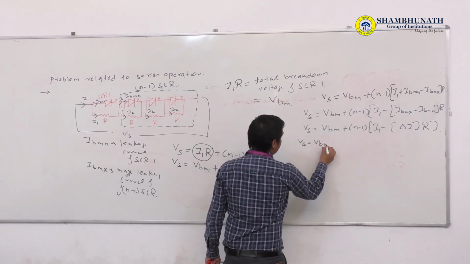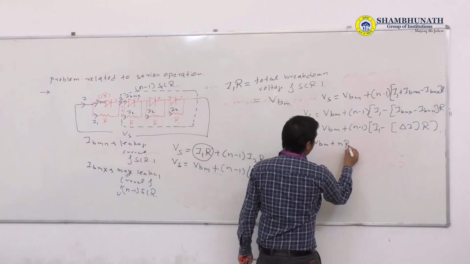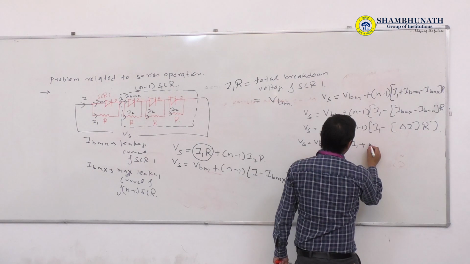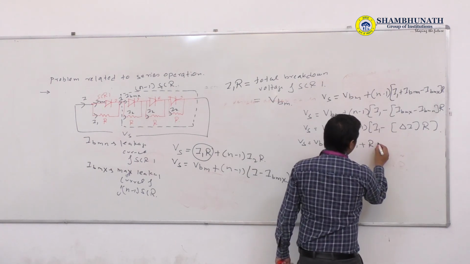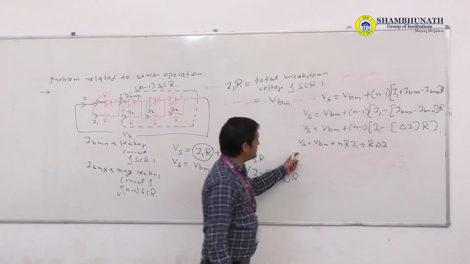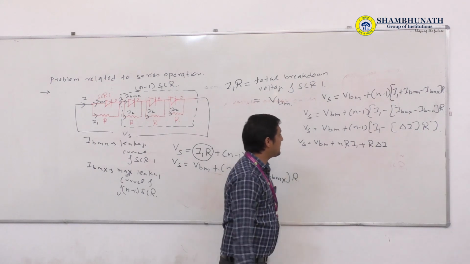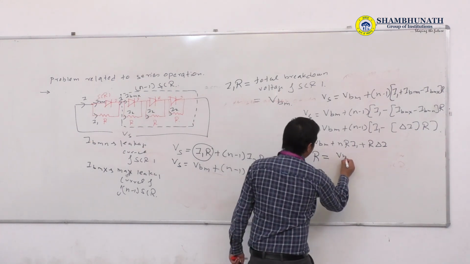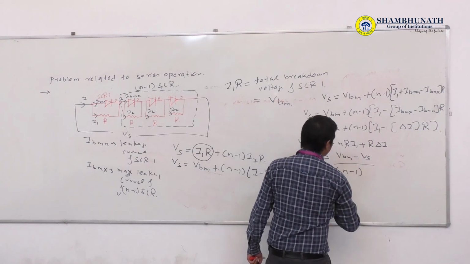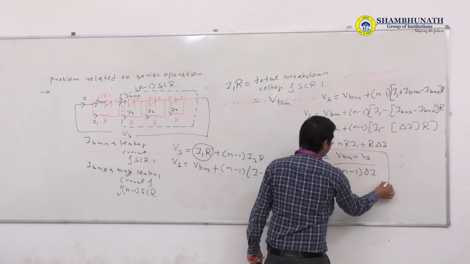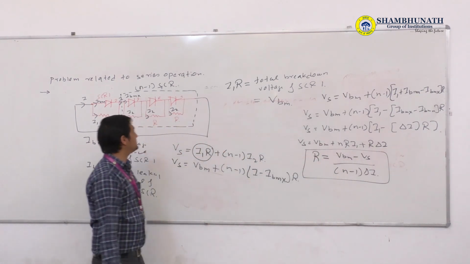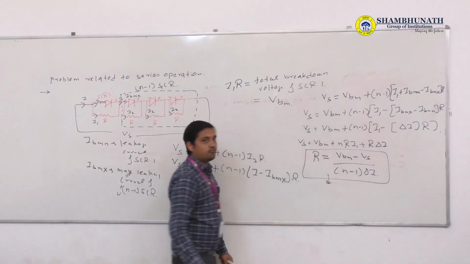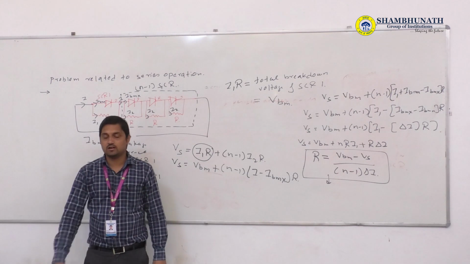Now Vs is equal to VBM plus NRI1 plus R del I. So resistance R can be written as VBM minus Vs upon (N minus 1) into del I. This is the optimum value of resistance which must be connected across each SCR for neutralizing the non-uniform voltage distribution across each SCR.